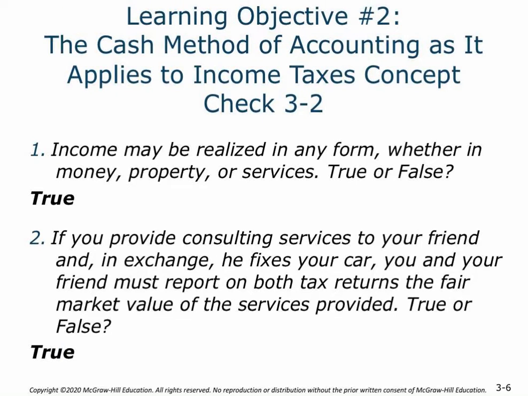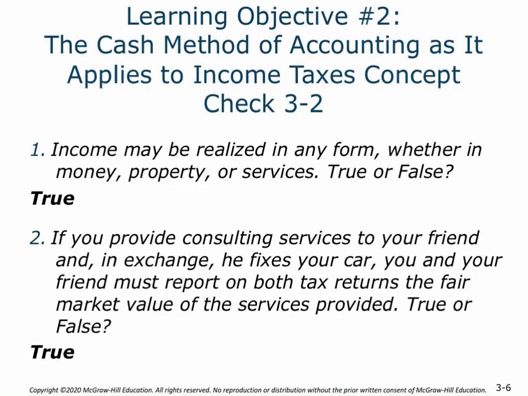So our second concept check here, the first one is income may be realized in any form, whether in money, property, or services, and that is true. So you could, instead of receiving money for the landscaping services, if you were a lawyer and provided legal services in return, then you would just use the value of those services as the income received. But both parties in that situation would report income recognition. So income may be realized in any form, and it doesn't have to be money. It can be property or services being provided as well.